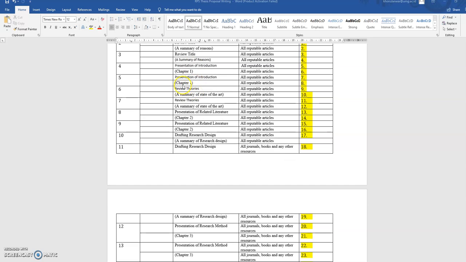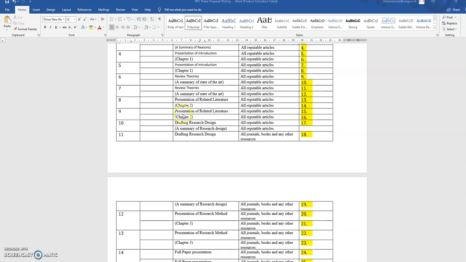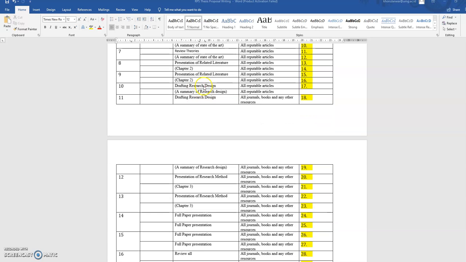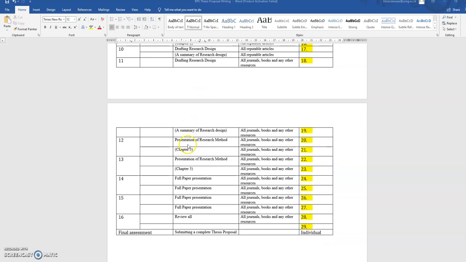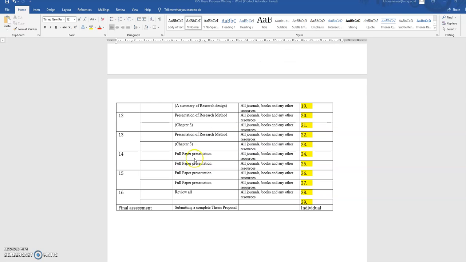And then we continue with reviewing theories. We need two meetings for drafting this, and another two meetings where you present the complete review of related literature. Next is drafting the research design, which needs two meetings again, and we also provide another two meetings for the presentation of the research method. The last is the full paper presentation. Then we review all, and you submit the complete research proposal.